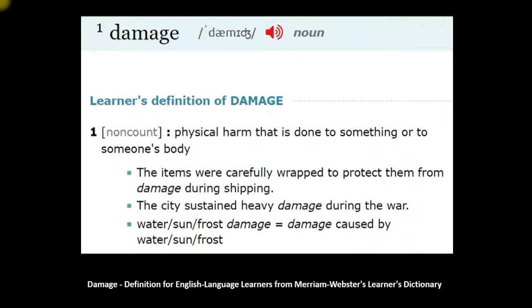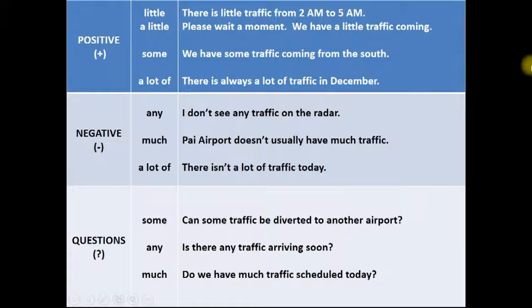Next, we'll look at the word damage. Damage is also an uncountable noun, so it can be the physical harm that's done to something or to somebody. Now, we just talked about wreckage, debris, and damage are all uncountable nouns, just like the word we talked about last lesson, which was traffic.